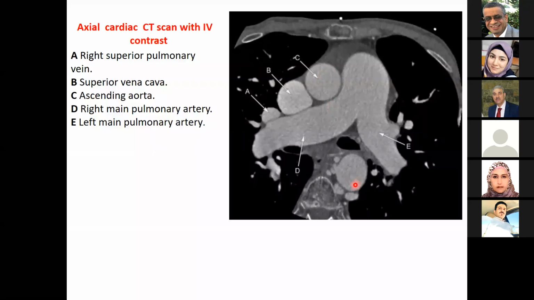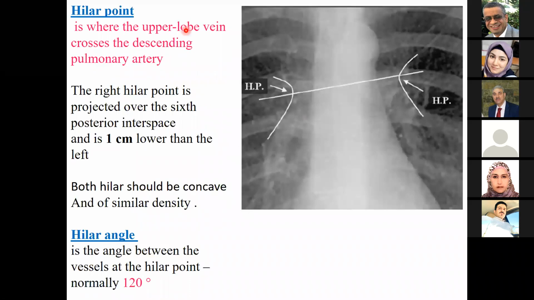The hilum point is where the upper lobe vein crosses the descending pulmonary artery. The right hilum point is projected over the 6th posterior interspace and 1 cm lower than the left. Both hila should be concave and of similar density. The hilum angle is the angle between the vessels at the hilum point and is normally 120 degrees. This is the site of the hilum point and hilum angle.